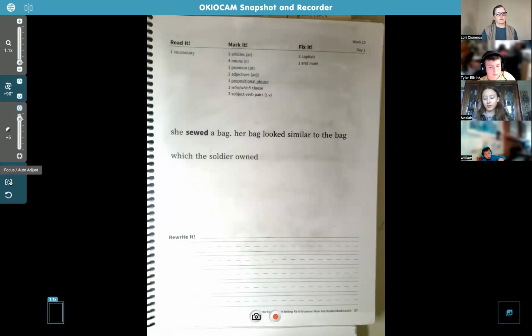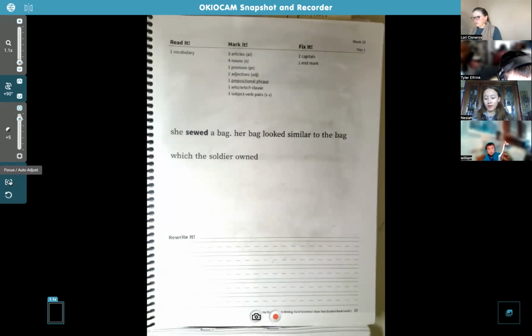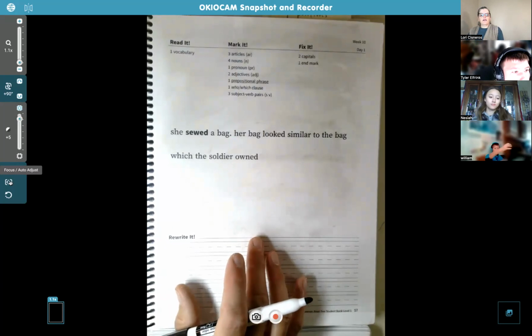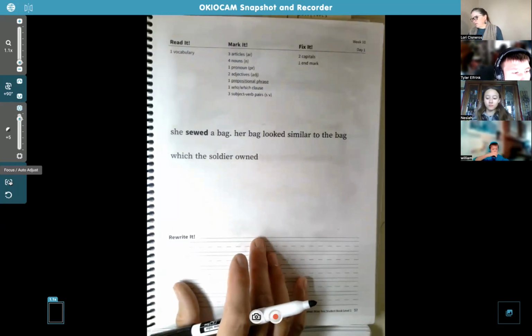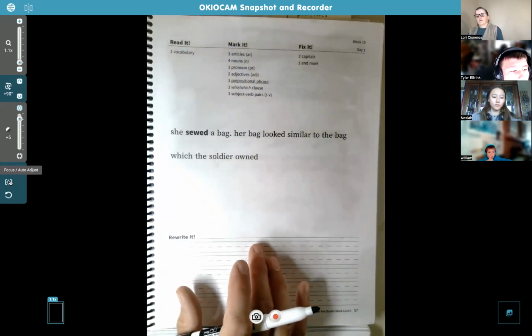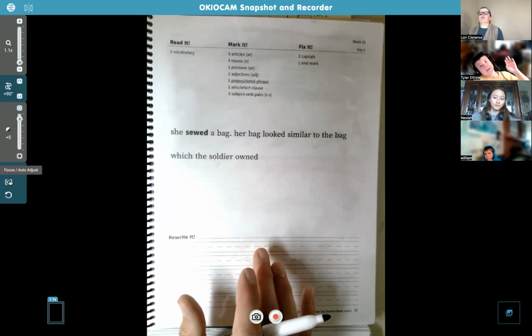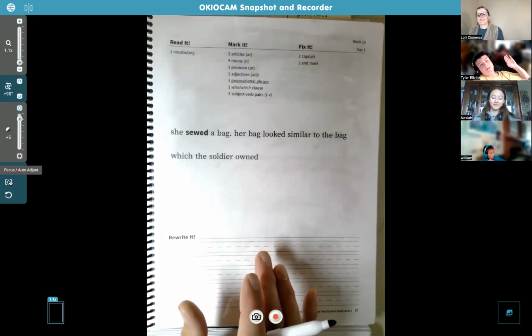She sewed a bag. Her bag looked similar to the bag which the soldier owned. Okay, good. And Nasaya, what does sewed mean? It's a past tense version of sew, like sewing. Yeah, like sewing. Can you explain what sewing is?